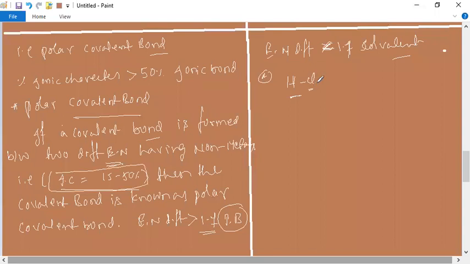In this case, chlorine will show a negative charge and hydrogen a positive charge, meaning partially negative and partially positive. Why? According to the covalent bond, it is sharing of electrons between two atoms. But here, hydrogen has a nucleus with only one proton, while chlorine has a nucleus with 17 protons.